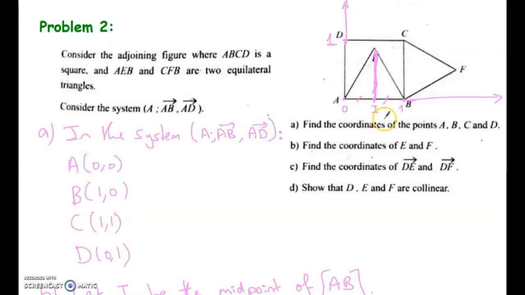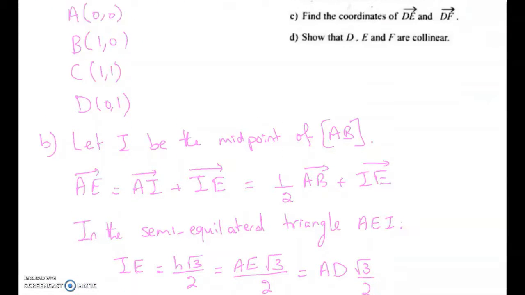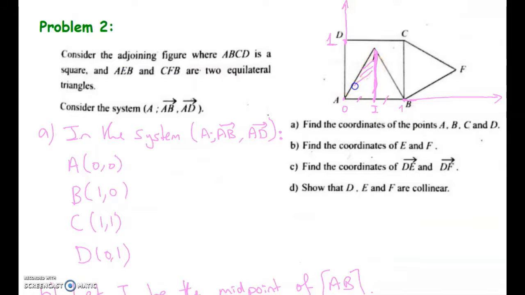Now, since the whole thing AEB is an equilateral triangle, then AEI is a semi-equilateral triangle. Now, you can do one of two things. Either apply Pythagoras theorem to find IE, or if you know the rules for the semi-equilateral triangle, you can apply them directly. In a semi-equilateral triangle, I will remind you, if this is the hypotenuse, this would be h over 2, the hypotenuse over 2, and IE would be the hypotenuse times radical 3 over 2. So I applied it here directly.